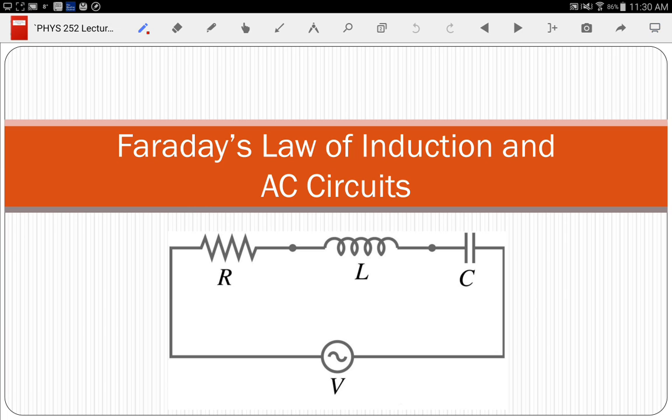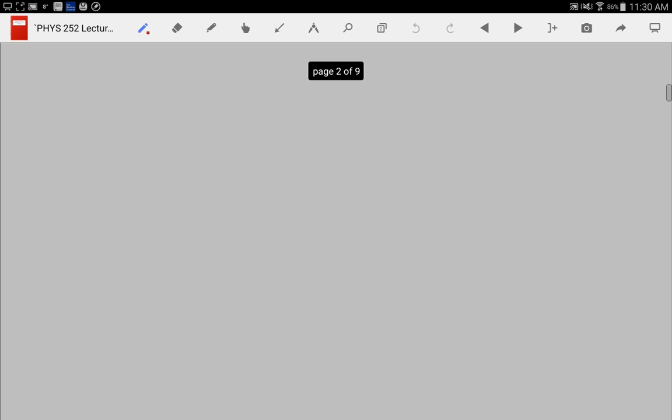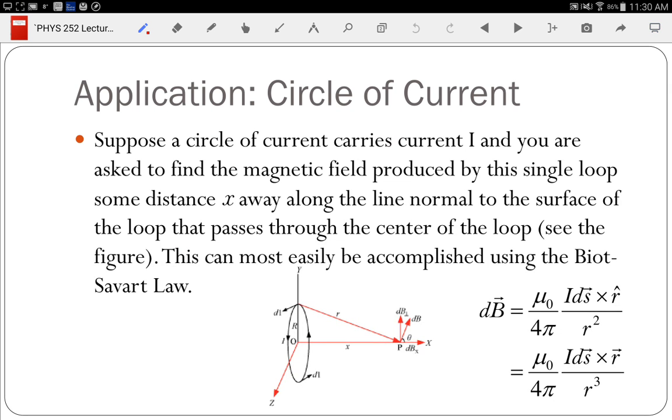Okay, so we're going to cover Faraday's law of induction and AC circuits. So I have a picture here of an AC circuit. For lab today, I didn't get a picture of an AC circuit there because we'll just move on. Yes, but for my presentation for lab. Okay, so picking up where we left off.